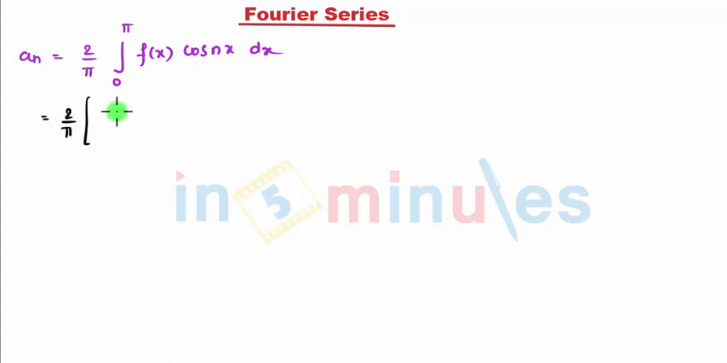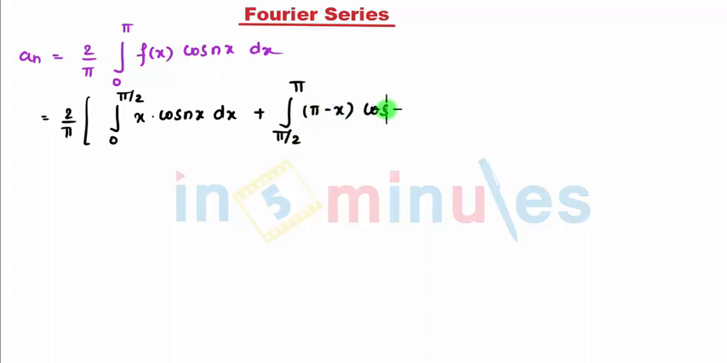Now let's start with an. So an is 2 by pi, integral 0 to pi of f of x into cos nx dx. Again you will be splitting your limits here. 2 by pi from 0 to pi by 2, your f of x is x into cos nx dx, plus from pi by 2 to pi, it is pi minus x into cos nx dx.